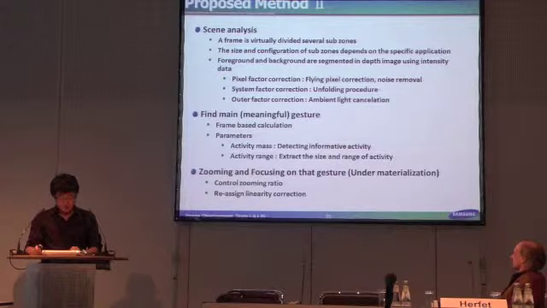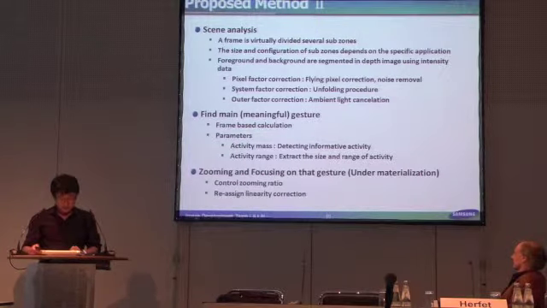Ambient light corrections. A typical ToF camera uses IR rays as a light source. As you know, there are so many IR sources in our environment, so we also remove unwanted IR sources. Next, find meaningful gestures.